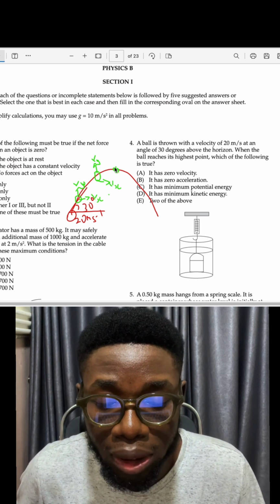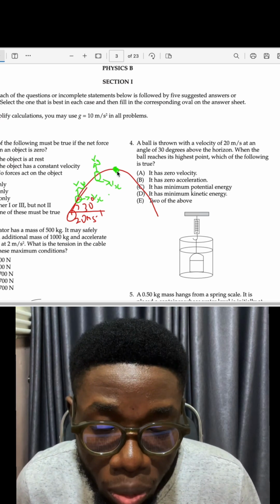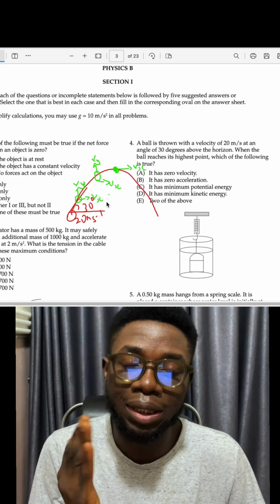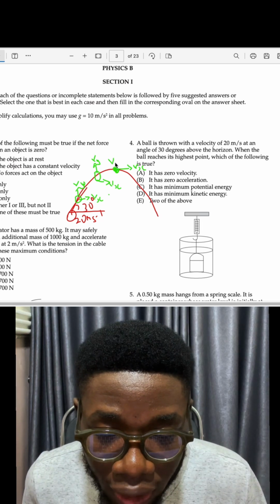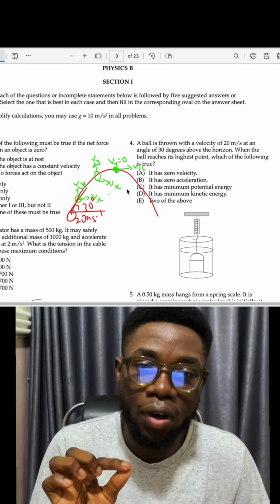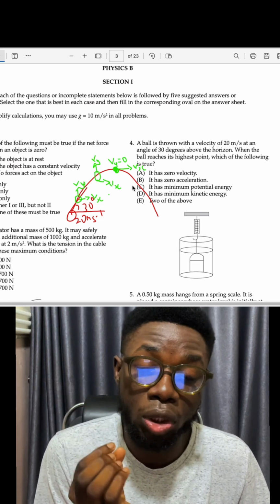Then when you reach maximum height, before the body begins to fall down again, the horizontal component still remains the same, that is Vx. But at this point, there is a momentary stop in the vertical direction. So the velocity in the vertical direction will be equal to 0. However, the horizontal component still remains the same. There is still a horizontal component.